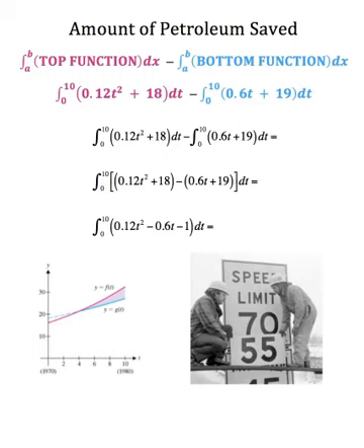In summary, the most important thing that you need to do is graph the two functions and determine which function is higher than the other. Then it's a simple process of taking the top function, subtracting the bottom function, and integrating to find the area under the curve.